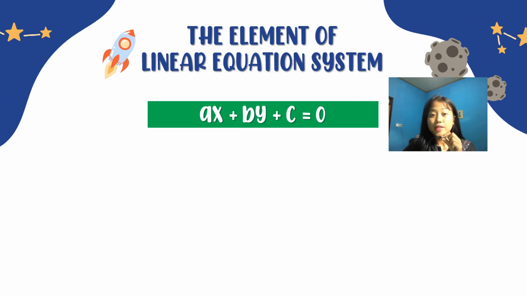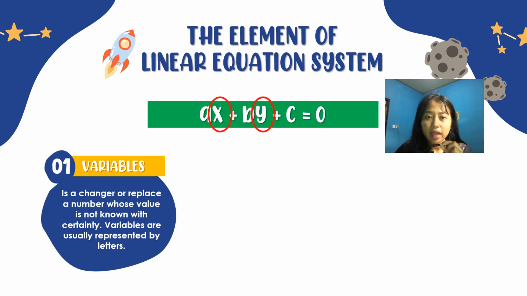Okay everyone, after getting to know the definition of linear equation system, you also have to know the elements in the system of linear equation. For example, I provide the linear equation ax plus by plus c equals 0, and let's see together what the elements are in this equation. The first element is variables. A variable is a changer or replacement for a number whose value is not known with certainty. Variables are usually represented by letters.